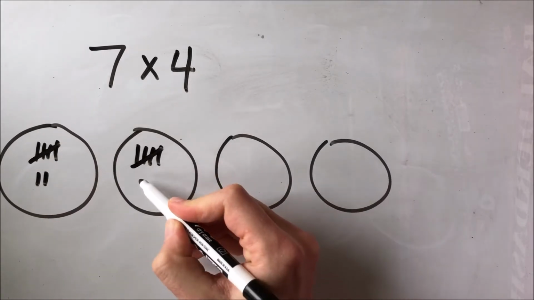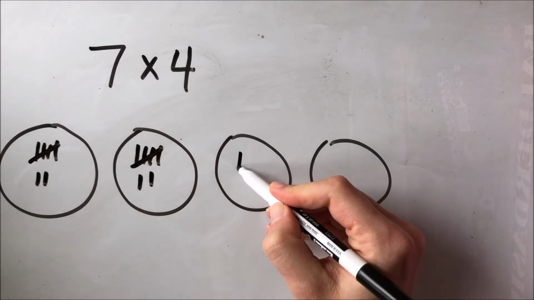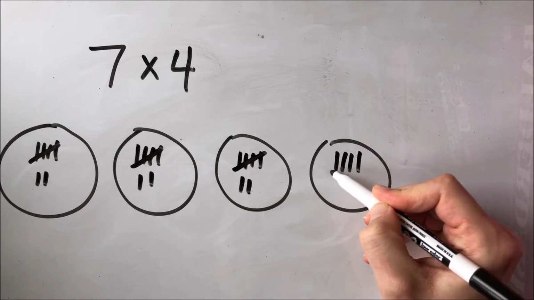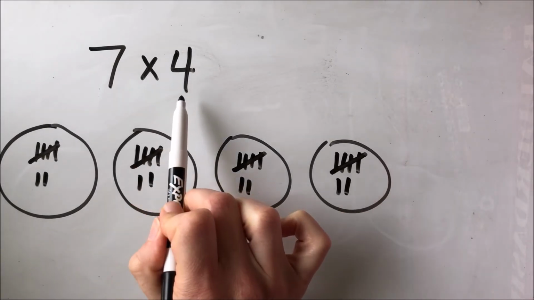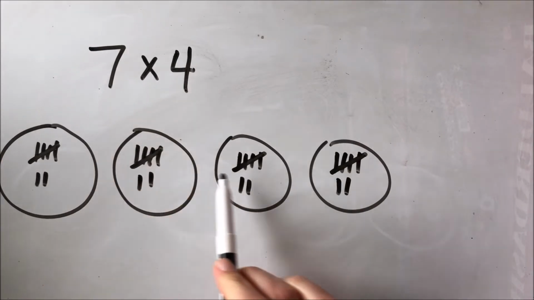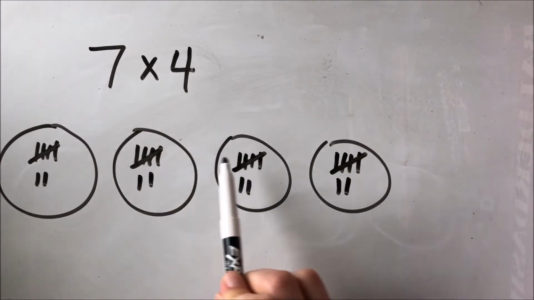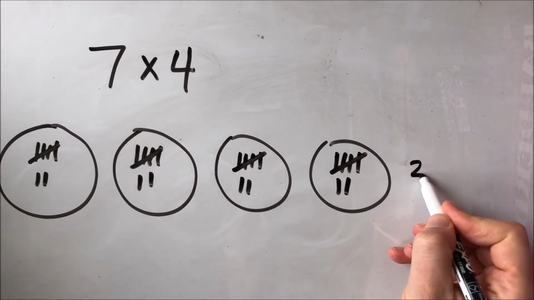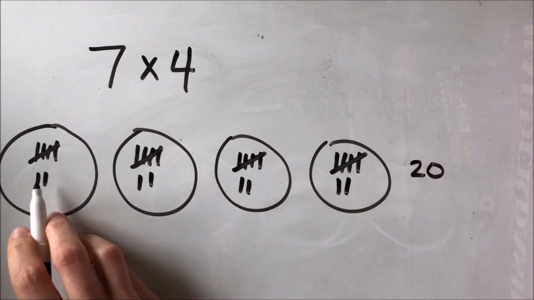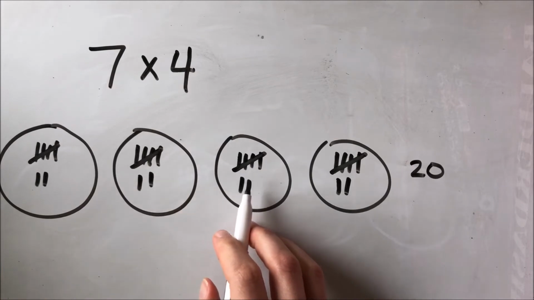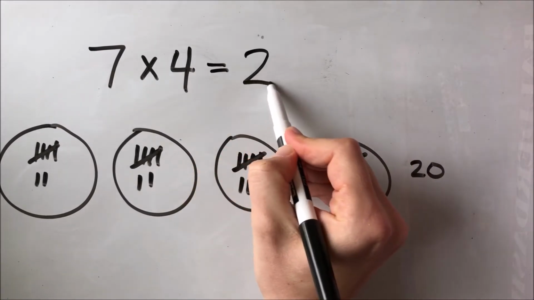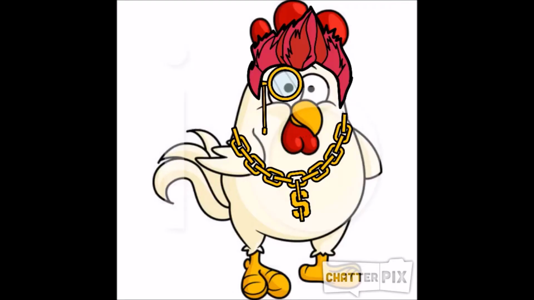1, 2, 3, 4, 5, 6, 7. This means I have 4 groups and 7 in each. Then I'm going to first count by 5s. 5, 10, 15, 20. And then I'm going to count on from 20. 20, 21, 22, 23, 24, 25, 26, 27, 28. 7 times 4 equals 28.